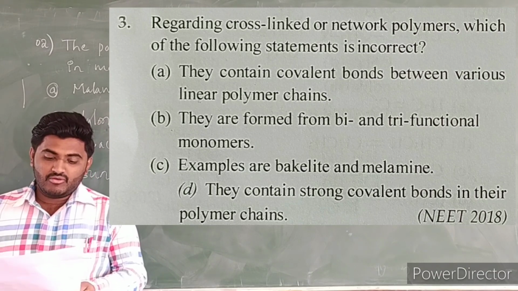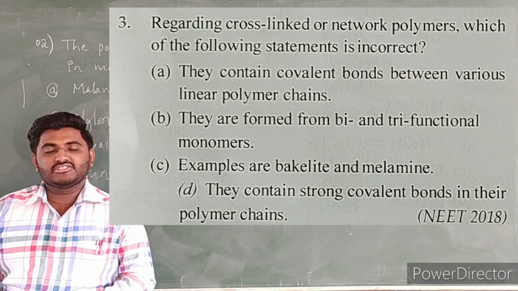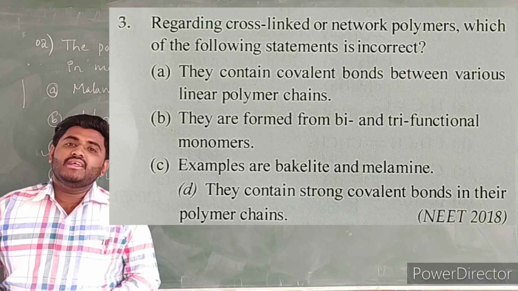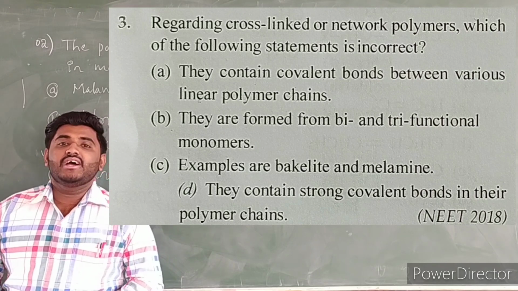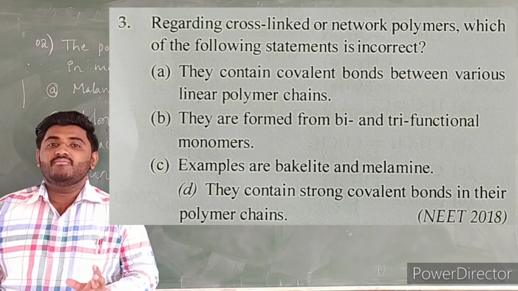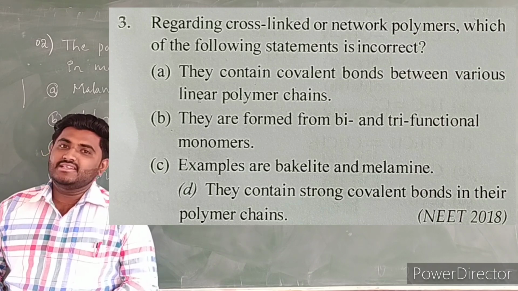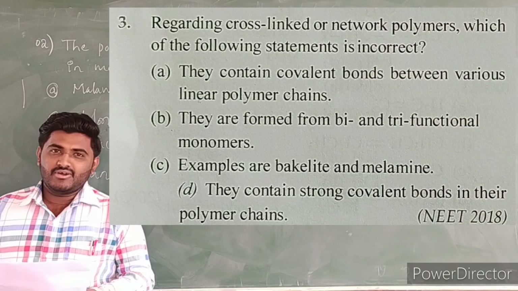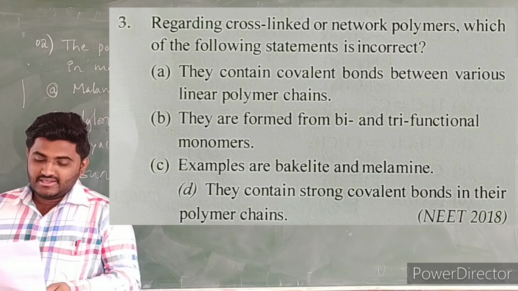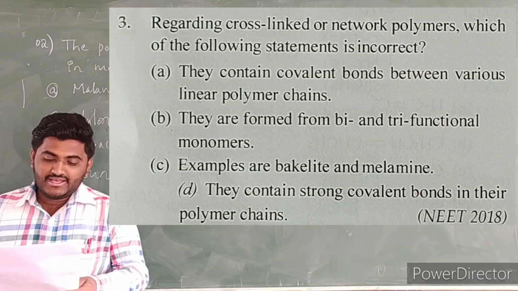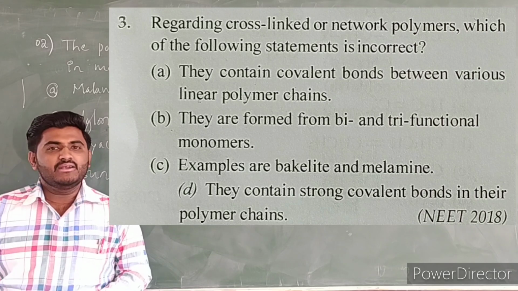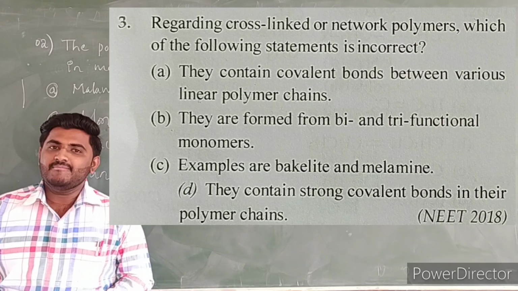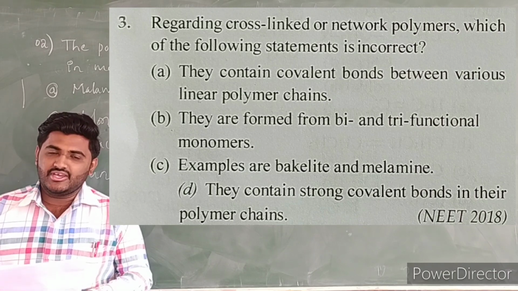They are formed from bi- and trifunctional monomers. आपको पता है जो भी आप क्रॉस लिंक्ड पॉलीमर लेते हैं ना, क्या चाहिए उसमें? उसमें चाहिए आपको बाइफंक्शनल monomers. That is nothing but condensation polymers. Correct or not? Yes. Next, this is also correct. Examples are bakelite and melamine. 100% correct. Bakelite and melamine are also formed by cross-linking between the linear chains.